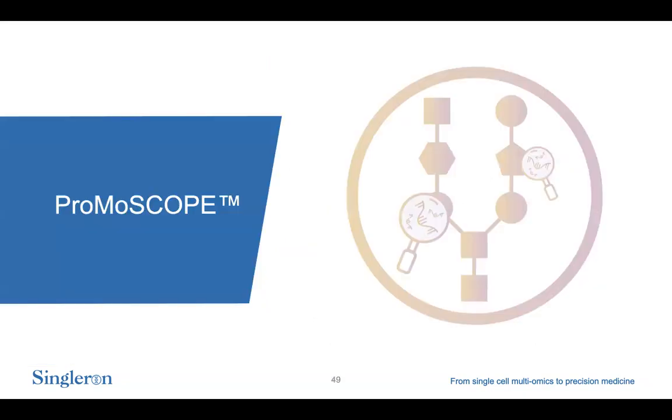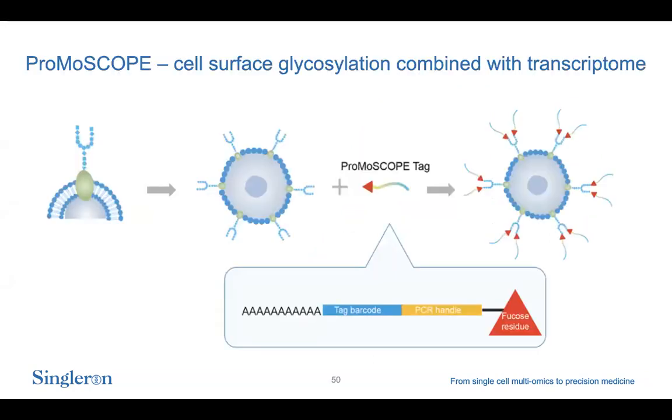I think we can cover one last topic, which is the multi-omics and the glycosylation. So we have dedicated products that not only enable you to detect transcripts, but also the glycosylation on the cell surface. How it works is that you add a specified ProMOSCOPE tag on top of your cells. So basically you have a ProMOSCOPE tag that binds to certain sugar residues on the cell surface. And then these ProMOSCOPE tags behave as an mRNA because they have the poly-A tail.